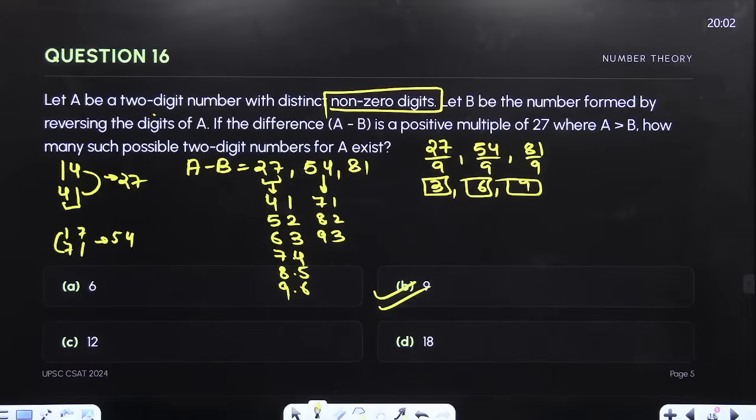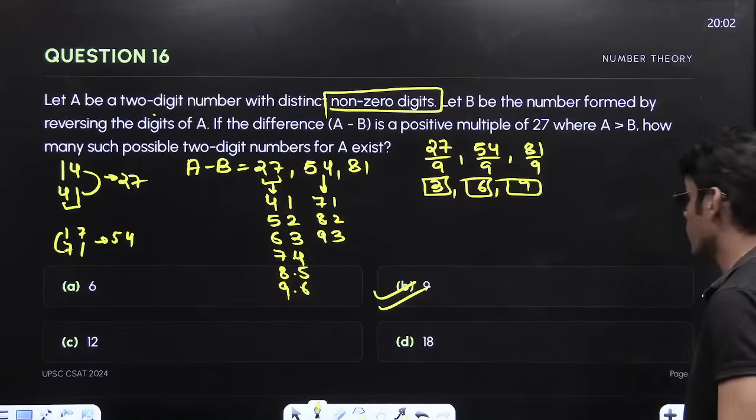Am I making sense, guys? Am I making sense to you all? This was question number 16. Right? This was question number 16. Okay.